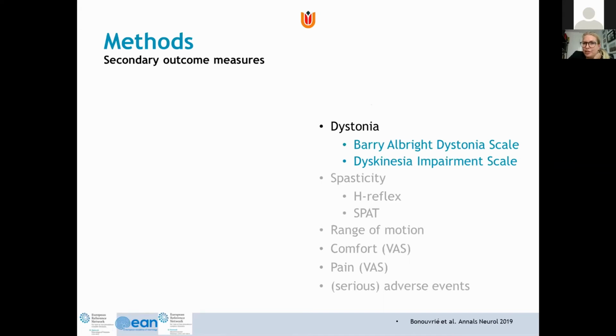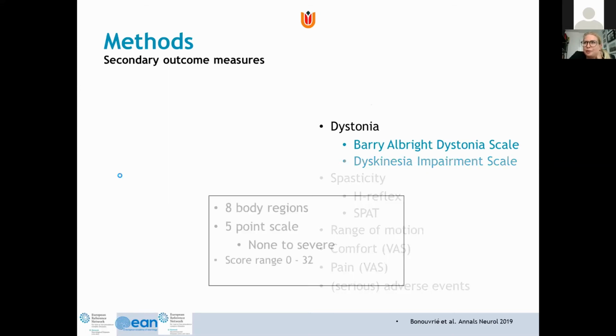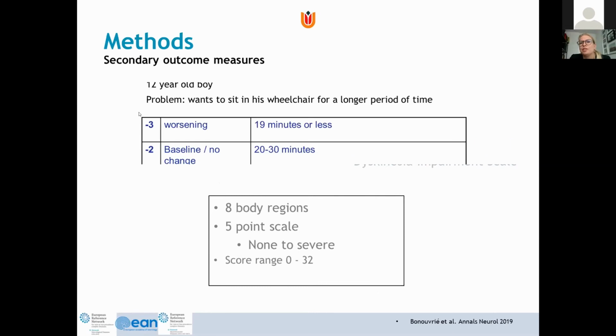We included several secondary outcome measures for dystonia, spasticity, range of motion, comfort, pain, and adverse events. I will show you a bit more about the outcomes that we used for dystonia. We used the Barry-Albright Dystonia scale, which is a scale to score secondary dystonia, such as due to cerebral palsy. For this scale, dystonia is scored in 8 body regions on a 5-point scale, ranging from none to severe. And the total score ranges from 0 to 32.